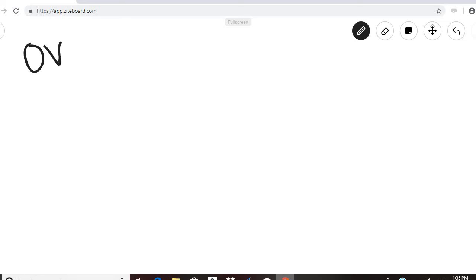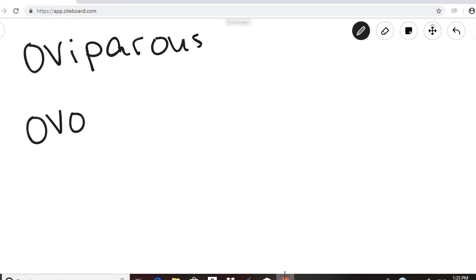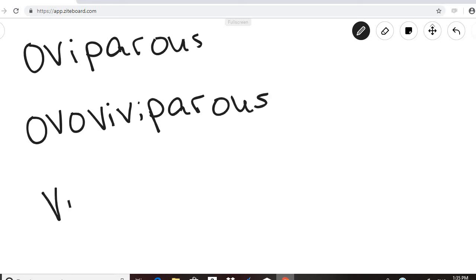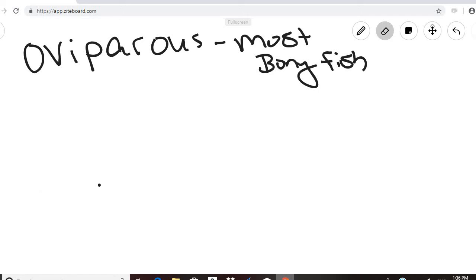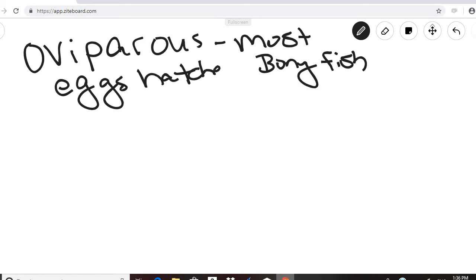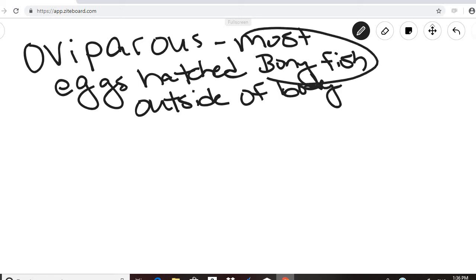Those words are oviparous, ovoviviparous, and viviparous. Okay, so what's the difference? Most bony fish are oviparous. Oviparous means that the eggs hatch outside of the body. The female's eggs get fertilized and the eggs stay outside of her body and hatch. So most bony fish are oviparous.